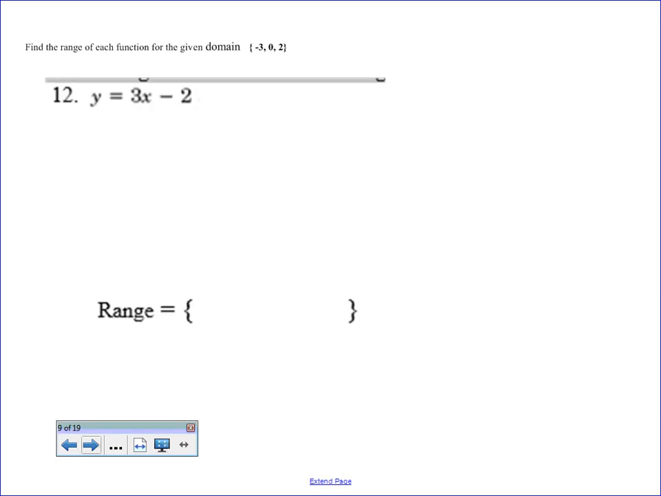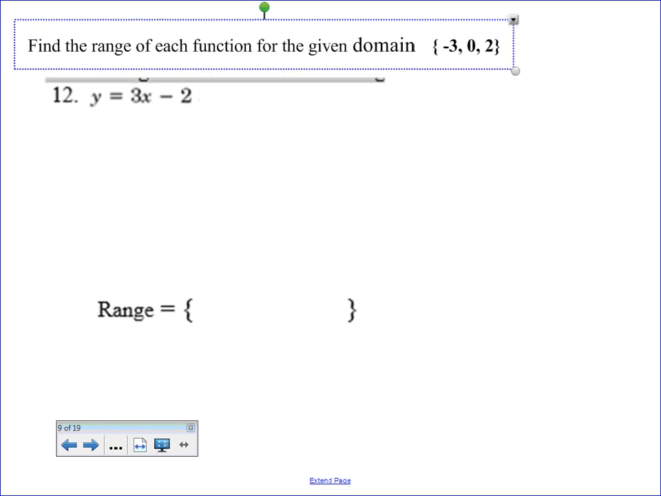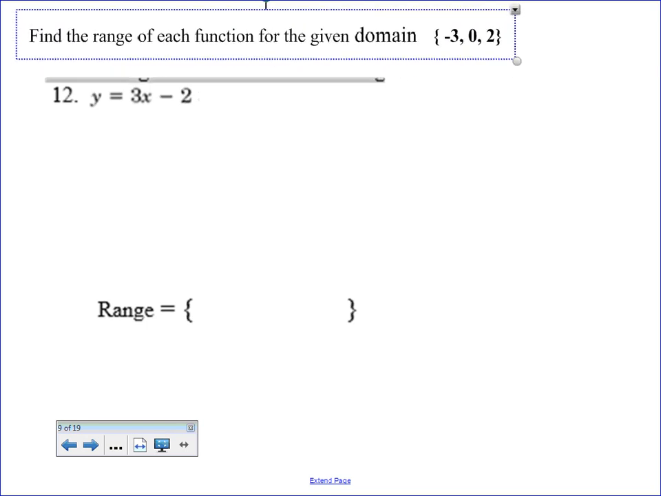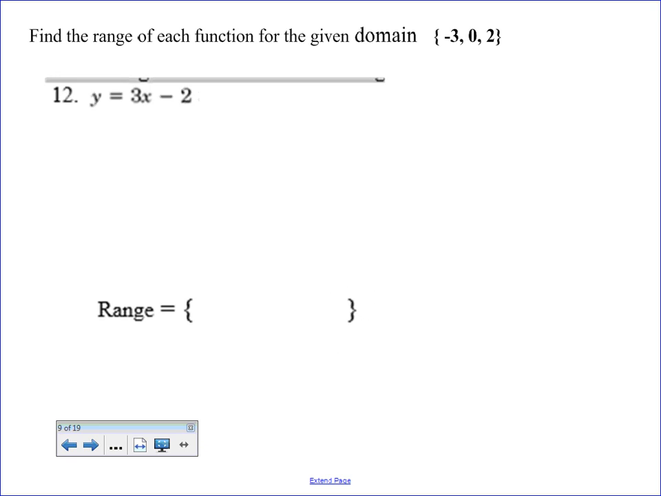All right, find the range of each function for the given domain. And so they give us a domain here. They're telling us what x values to use. So we're just going to plug in those x values and see what y values we get.